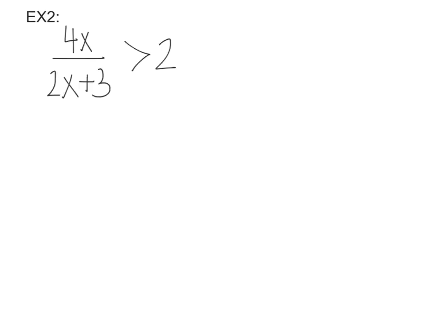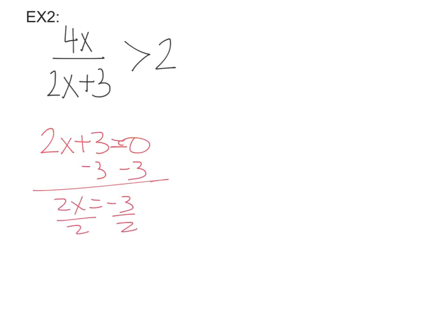Okay, so here is example 2. So I'm going to start out just like the last one, and I'm going to first find my critical values. So I see the left side of the equation has a denominator which has variables in it. So I'm going to set that denominator equal to 0, and that's going to tell me my critical values. So I subtract 3 from both sides, and then I'm going to divide by 2. X equals -3/2. Okay, so this is my one and only critical value.